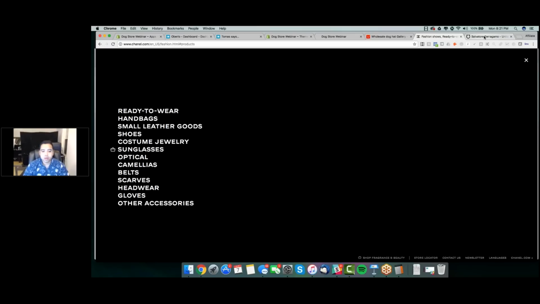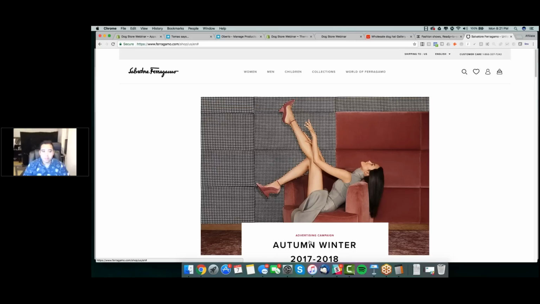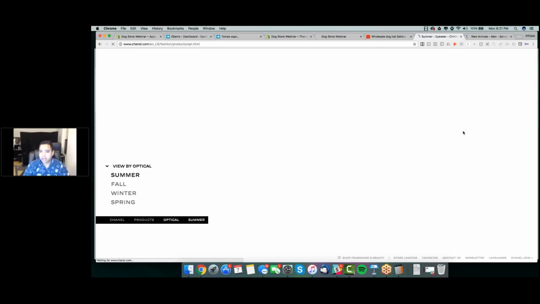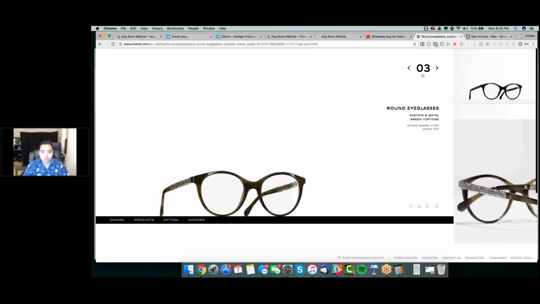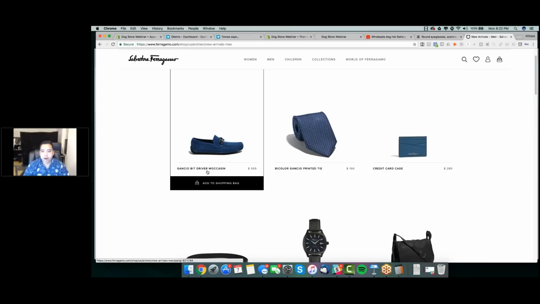The reason why we do this is to see how they're listing their products and their titles. Let's open this up, categories, view all, and let's do optical. It's not crazy names, like round glasses, acetate and metal, because this is a brand, they can do that. But let's try to find something else. Bicolor Gancio printed tie. Gancio bit driver moccasin. There's an actual name, right? It's like the brand name.